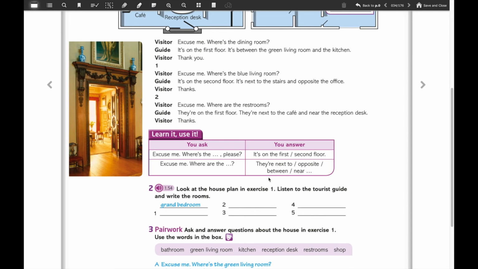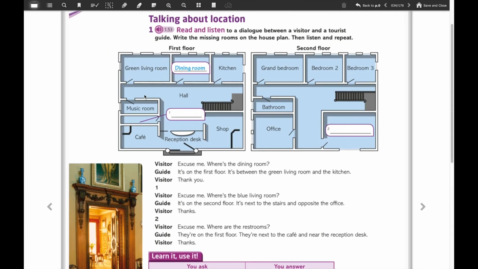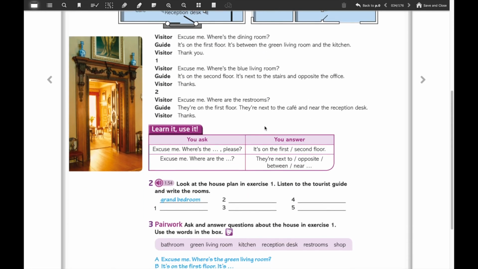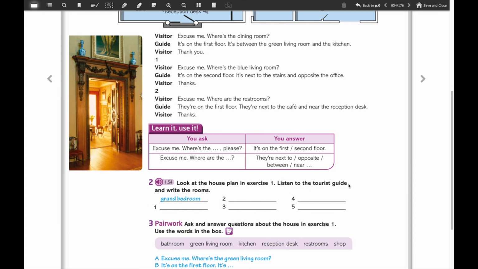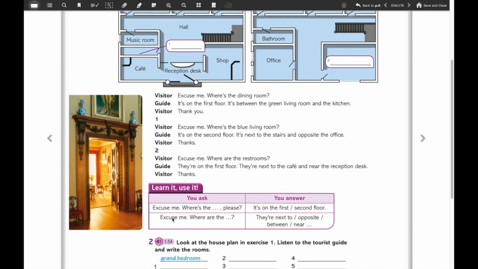I don't know, okay? So in exercise number 2, you're going to look at the house plan. We're going to pay attention to this house plan, and we're going to listen to the tourist guide, and we're going to write the rooms, okay? You have to pay a lot of attention, because in this exercise, you have to pay attention to the location. For example, it's going to say it's between the green living room and the kitchen, and with that, you have to notice which kind of room it is, okay? I am going to play the audio, so pay a lot of attention.